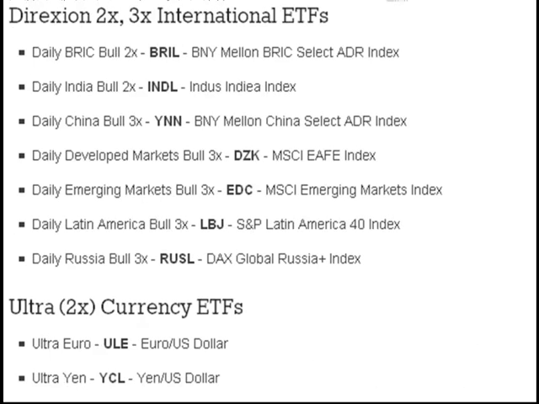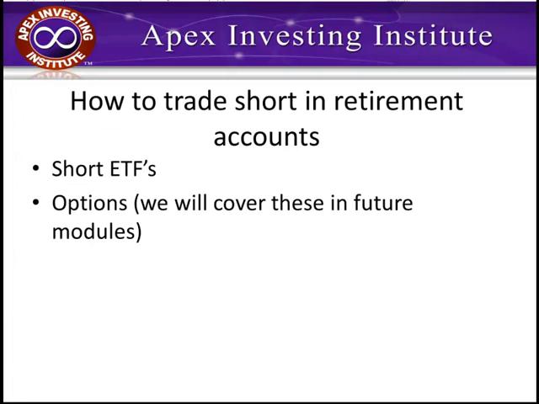And there's, like I said, ultra international ETFs. There's ultra currency ETFs. And one of the things you can do with ETFs that's really cool is, if you have a retirement account like an IRA, you can actually trade short. So to look at that, we're going to look at some short ETFs. Also, you can do certain types of option strategies, and we'll talk about those in one of the upcoming modules when we go into options. But let's look at a few short ETFs.